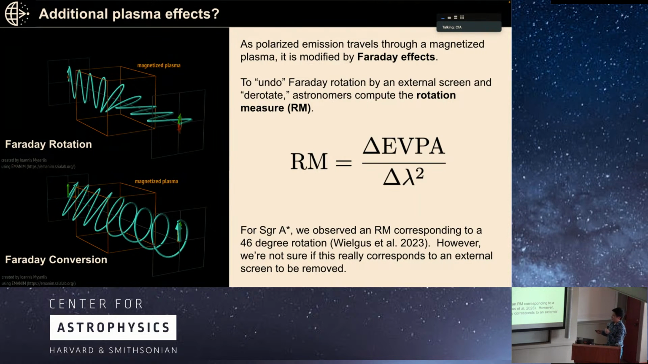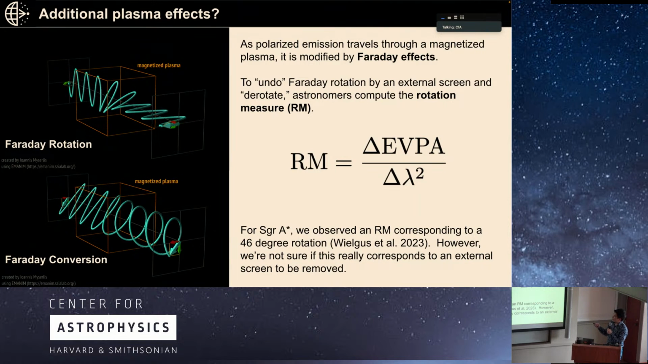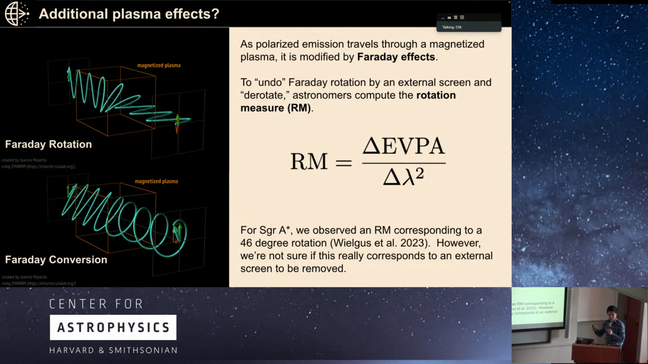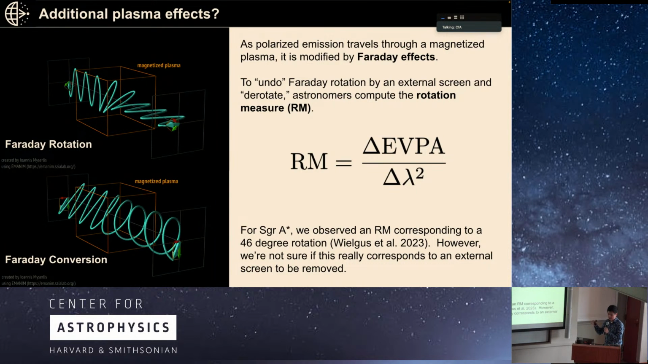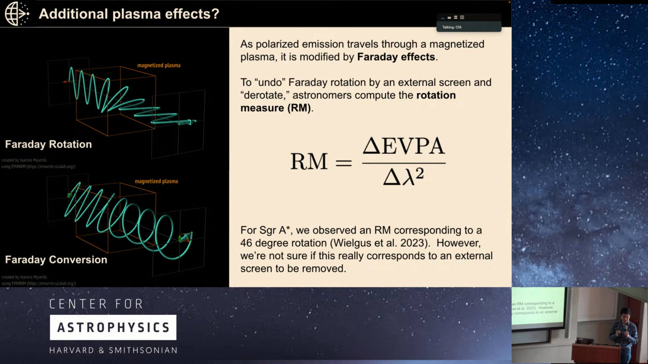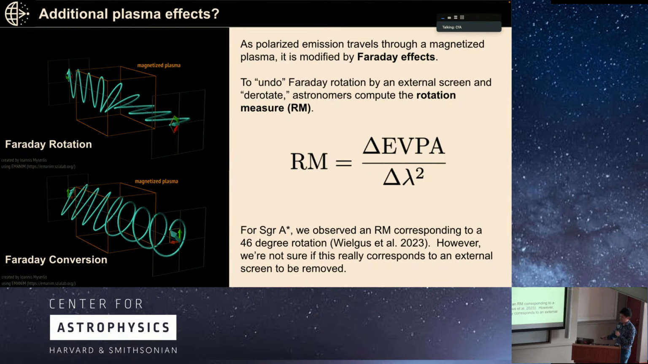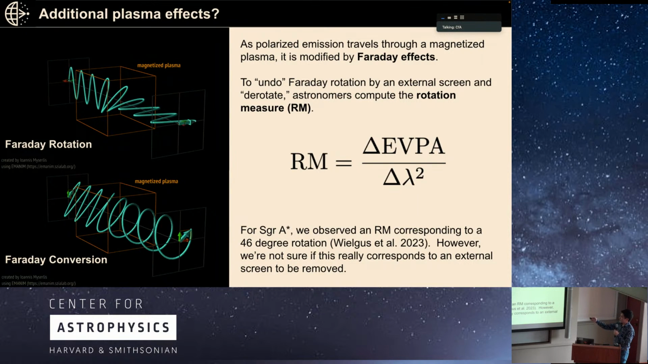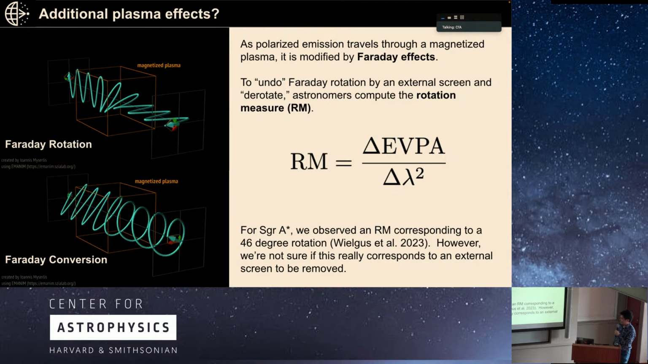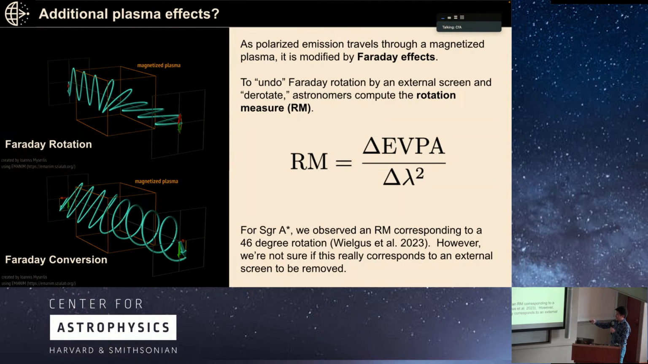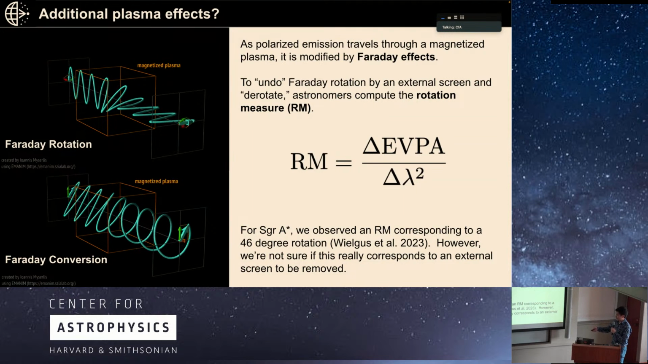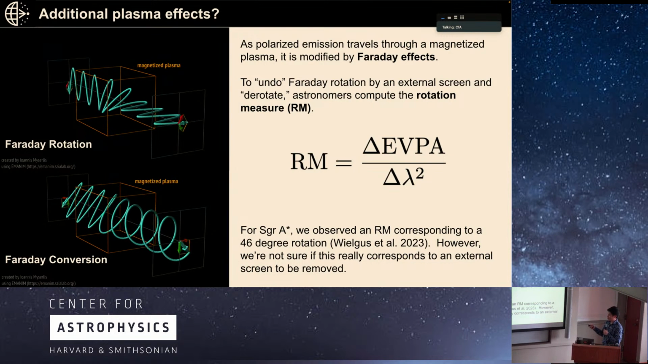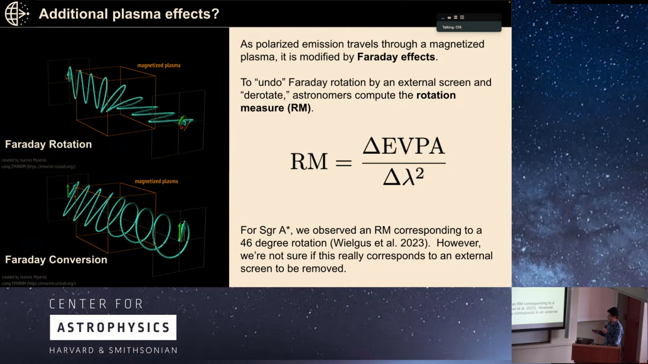In general in astronomy, people who measure polarimetry often will like to derotate this polarized image. Because in the picture where you have an external Faraday rotator that's separate from the emission, that's somewhere in between us and the emitting source, you're safe to cancel out that effect by measuring the rotation measure, the change in the EVPA as a function of lambda squared. Because Faraday rotation has a lambda squared dependence, you can basically get rid of it. For Sagittarius A star, we observed a rotation measure that corresponds to a 46-degree rotation, which is pretty significant.